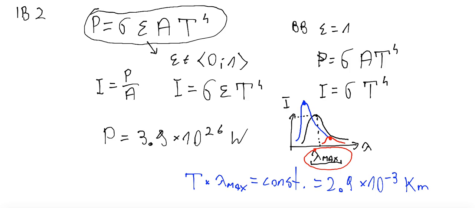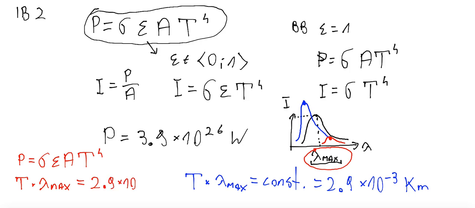Okay, so practically we were talking about two relations: about power radiated by the object, which is the Stefan-Boltzmann constant times emissivity times surface area of the object times temperature to the power of 4, and about the relation between temperature and the wavelength lambda for which the intensity is maximum, which says that temperature times this lambda max is equal to 2.9 times 10 to the power of minus 3, which is a constant. Okay?